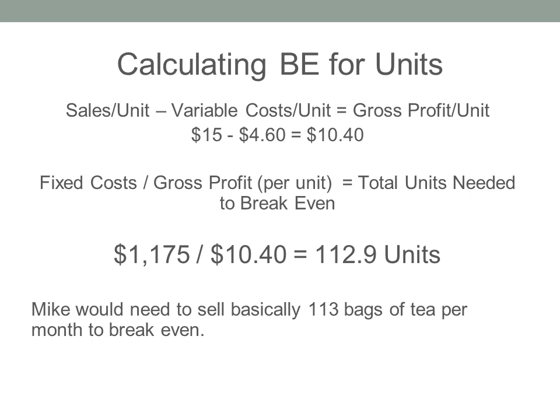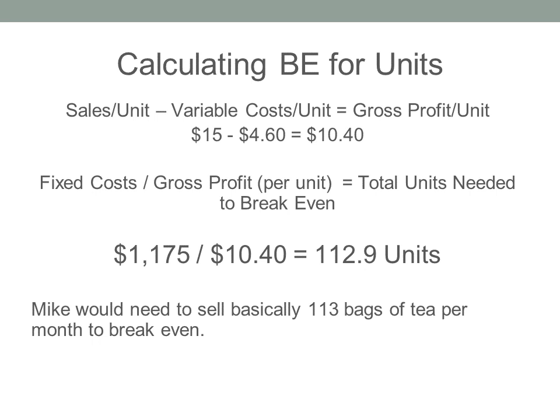So in one month's time, he has to sell 113 bags of tea just to break even, not making a profit. And so if we were to equate this to sales in terms of dollars, we would take the 113 bags of tea, of course, and multiply by $15, because that's how much he sells each bag for.